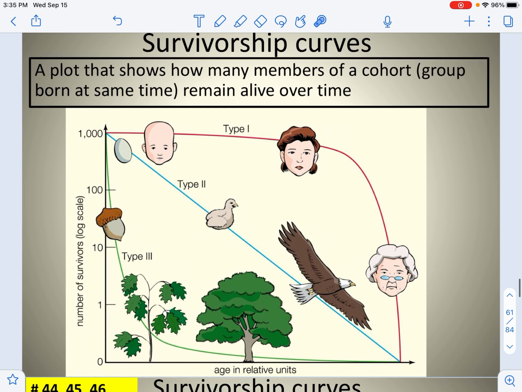Survivorship curves are another plot that we look at, looking at who's surviving and how many are surviving at different ages. So here's the age on the x-axis, and here's the number of survivors. You can see there are three basic types, and some things are in between. These are just the three general types.